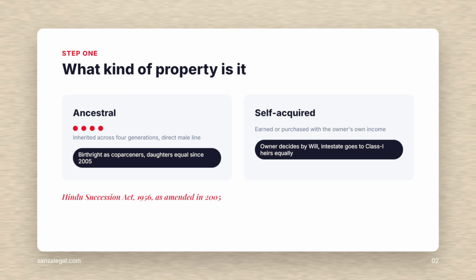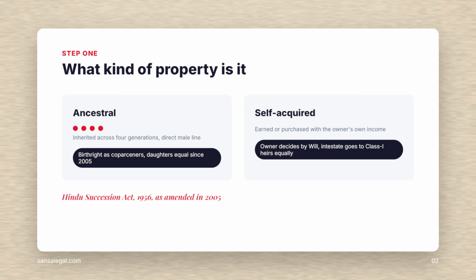Ancestral property is property inherited from up to 4 generations in a direct male line. And under the Hindu Succession Act, 1956, as amended in 2005, all children, sons and daughters equally, have a birthright in it as co-parceners. Self-acquired property is earned or purchased by the owner with their own income, and the owner can distribute it as they wish through a will.